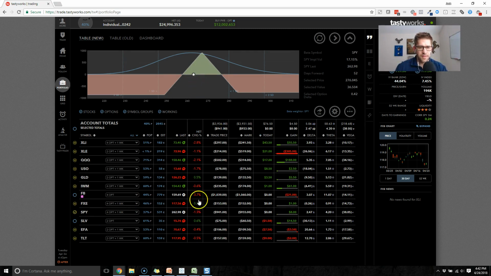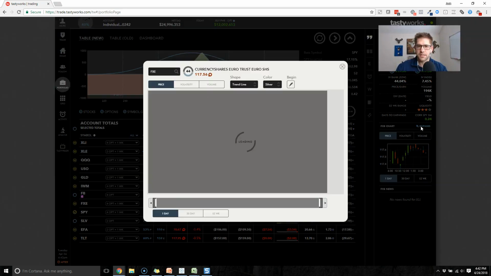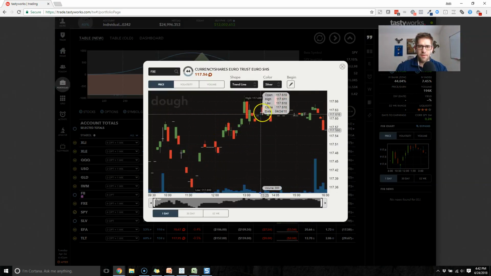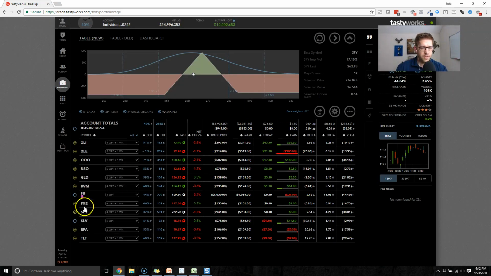So here you go. Just a little bit of down move since I placed that trade. So 1.3% down today. Let's go ahead and see the movement throughout the day today. Let's expand that out. So I probably placed it towards the high of the day and it came down a little bit. No worries at all.